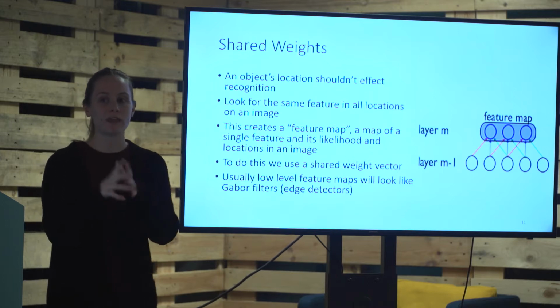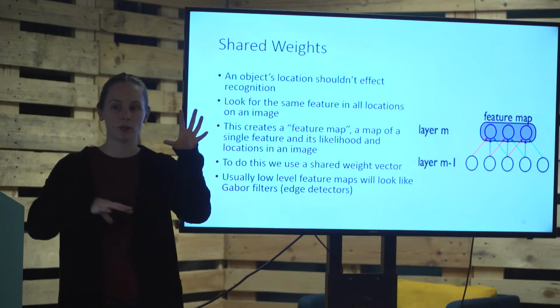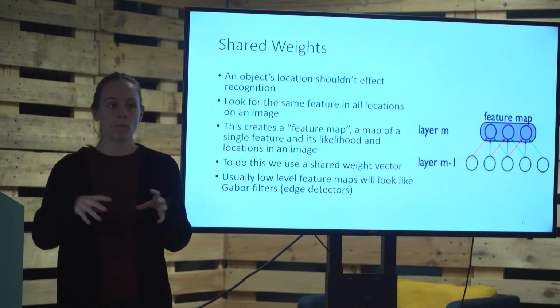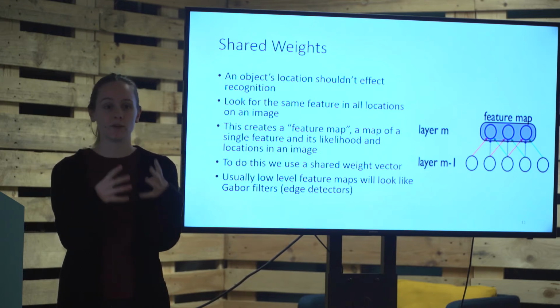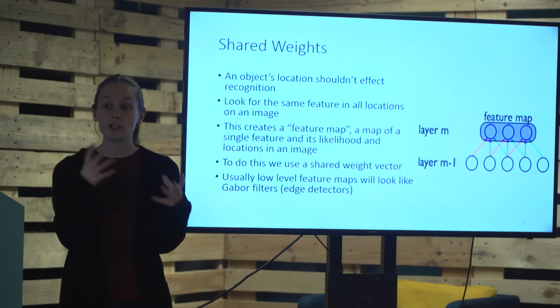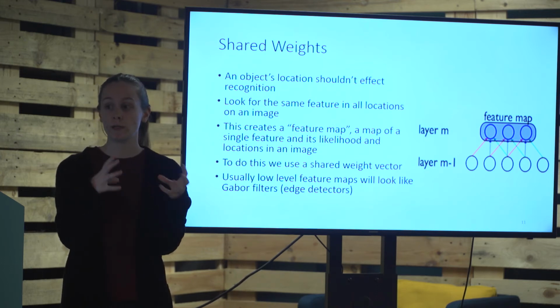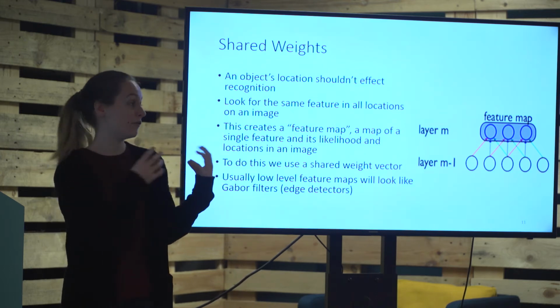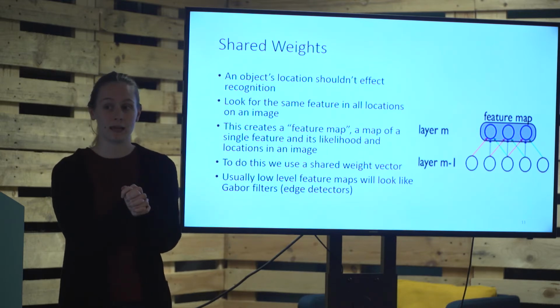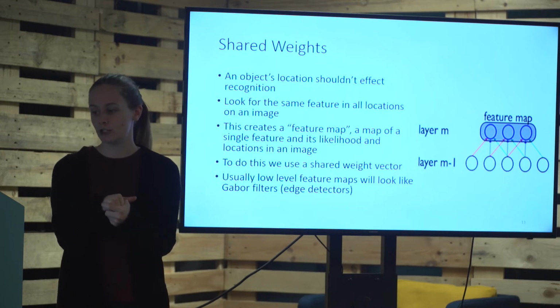So we've maintained whether that line is in the left of the image or the bottom of the image or the top of the image. But we just have this map of the likelihood of that one feature being in the image. And we do this for many, many different features. So you could do this for 100 different features, and you build up 100 different maps of the features that are in that layer of the image. And they all have spatial information maintained.